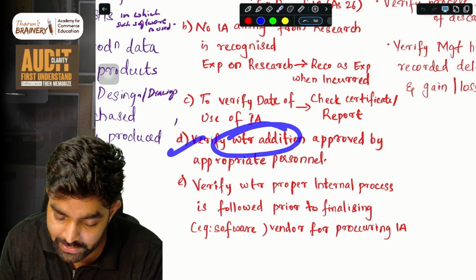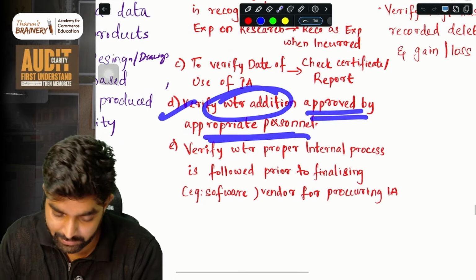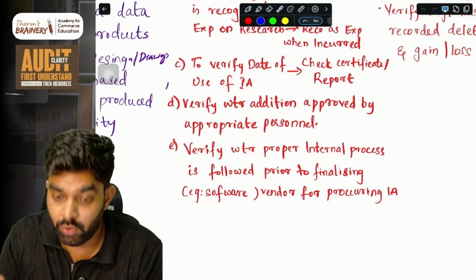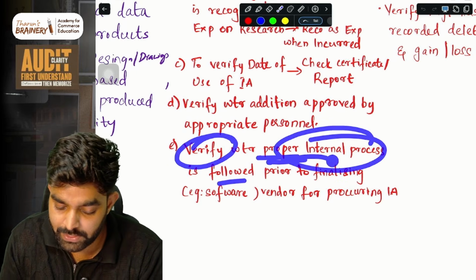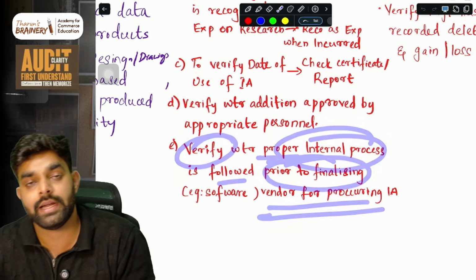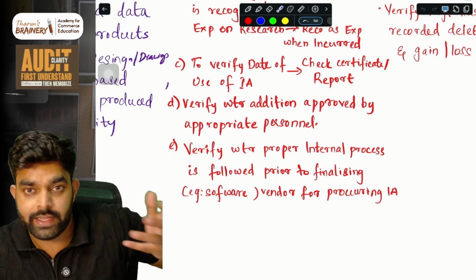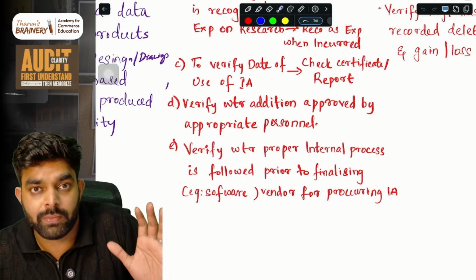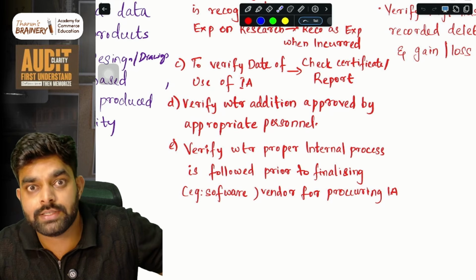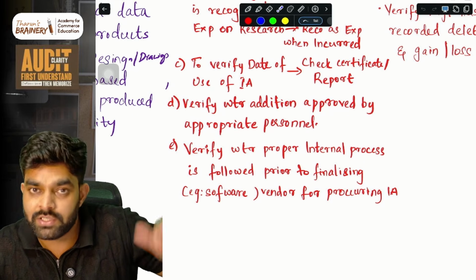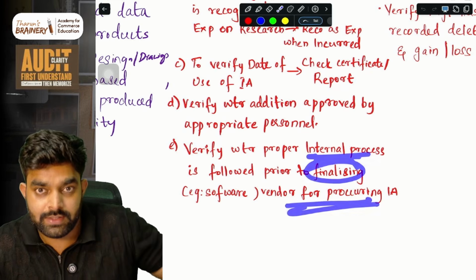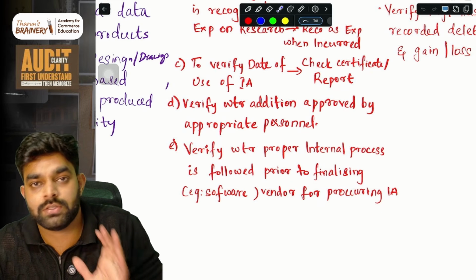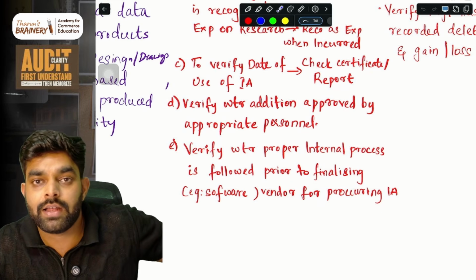Then verify whether additions are approved by the appropriate personnel. New intangible assets are authorized by appropriate personnel. Then verify whether a proper internal process is being followed to finalize the vendor for procuring the intangible asset. If you want to buy a design, don't just buy it normally. Invite a tender. Lots of designers, let them give their designs, whichever is the best design at the lowest cost, you need to buy. That is the process for finalizing the vendor, the seller. So make sure such a process is followed, not like the company or a friend just buys a design.